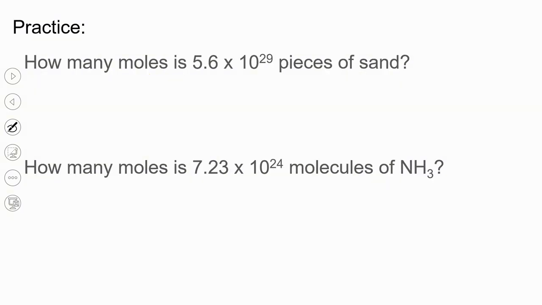Okay, so this is going backwards. See if you can set this one up. How many moles is 5.6 times 10 to the 29 pieces of sand? See if you can go backwards from things to moles.